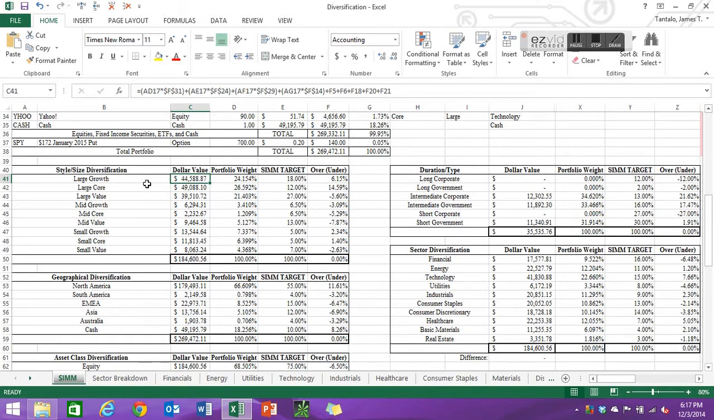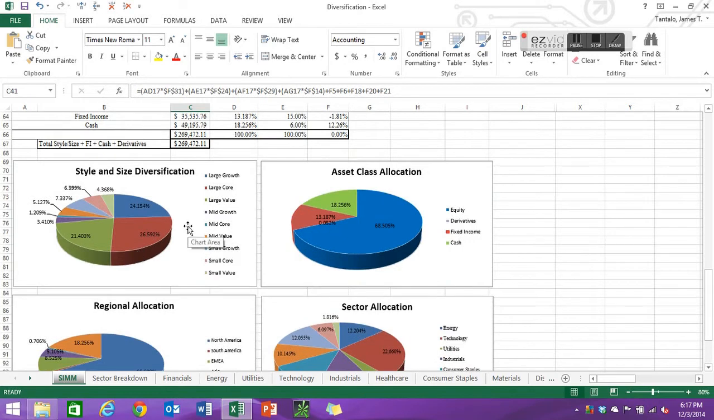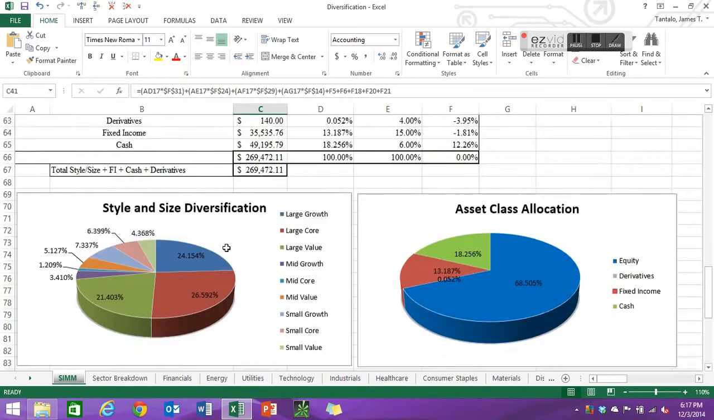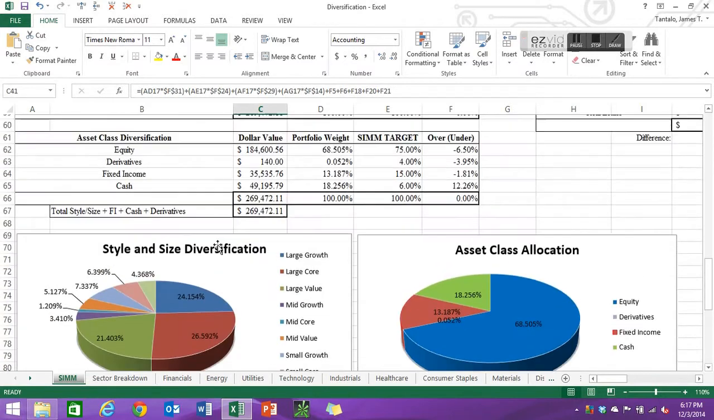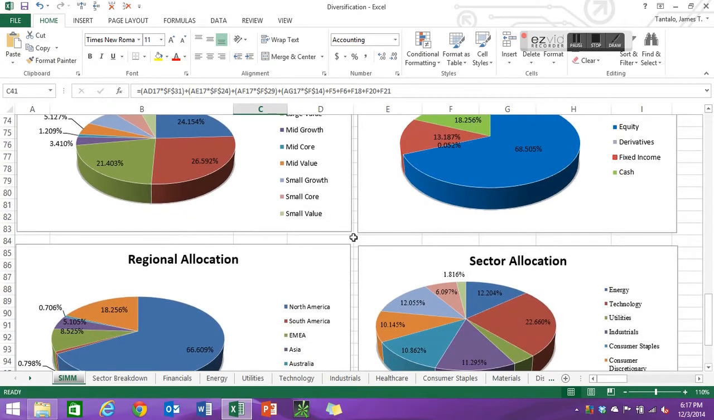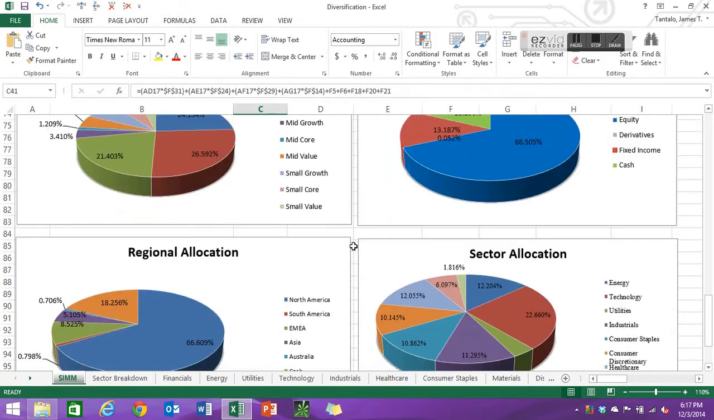Now, I think we said visual representations. This is what this is right here. This is our style and size diversification. You'll see large growth. We can actually zoom in a little bit here so you can see it. So we've got large growth, core, and value. That makes up a little bit over 70% of our entire portfolio. As you can see, this can be pretty good analysis, especially visually for those who are more visual learners and those who can get a little bit more concrete data from visuals. It's always a good analysis tool to use. You can't just throw numbers at people all the time.